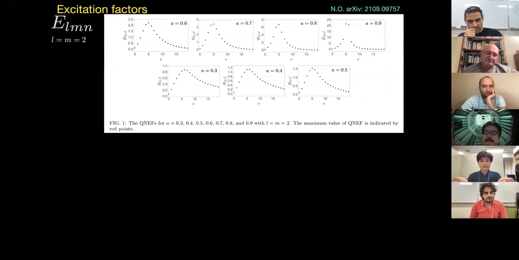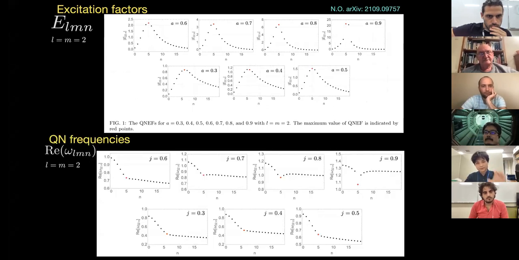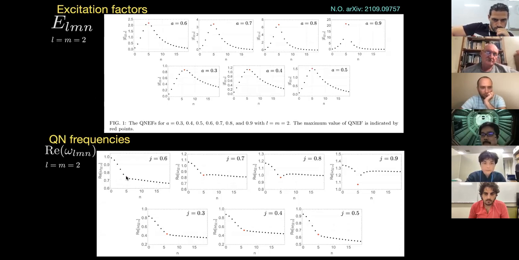This is the excitation factors, and the red point indicates the overtone at which the excitation factor takes the peak value. Now I'd like to compare this with the quasi-normal frequencies. The vertical axis shows the real part of the quasi-normal frequencies, not the excitation factor, and the horizontal axis is the overtone number, up to 20. The red point again indicates the overtone number at which the excitation factor takes the maximum value.